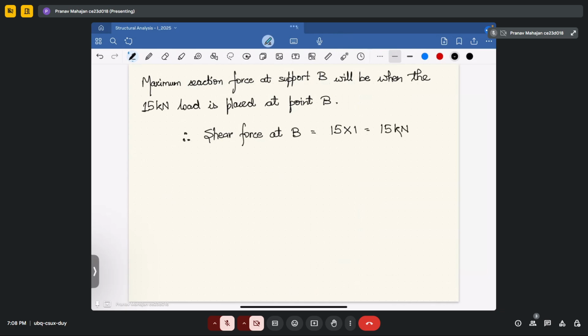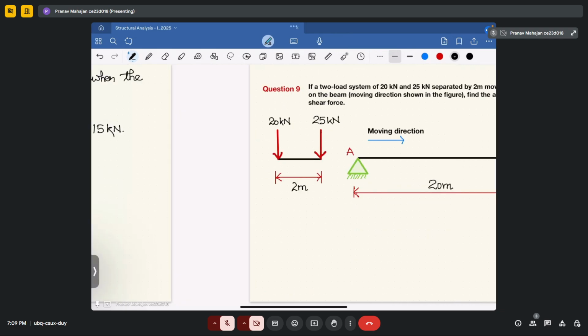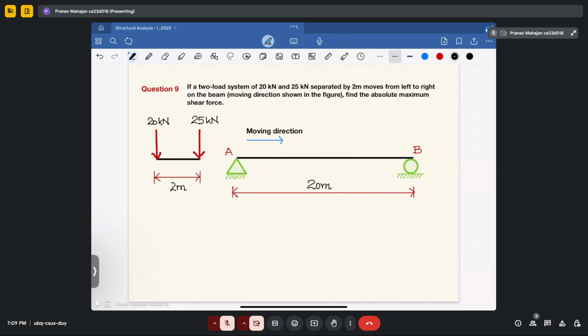Fine. Because we have calculated both the ordinates, the second ordinate at C is coming out to be 0.4. So that means only if you keep the unit load at point B, then only you will get the maximum shear force. So if we try to calculate the maximum shear force value, we will get it as 15 kilonewton.